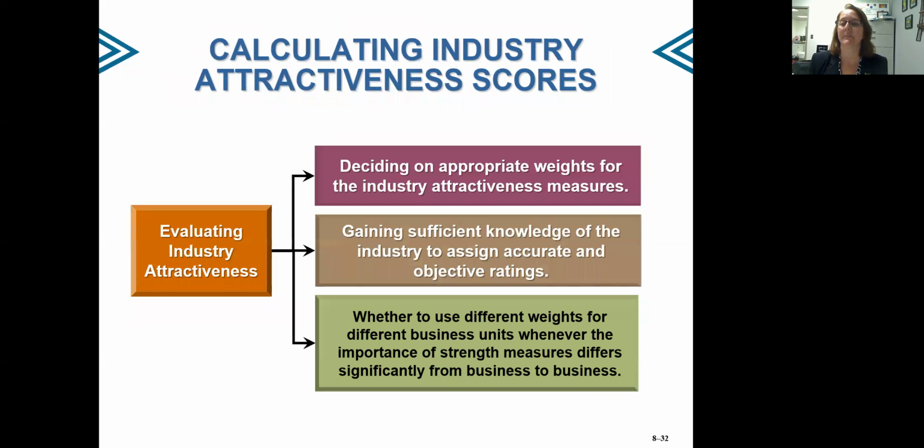Okay, two key questions. And then if you're going to evaluate the industry attractiveness, you need to decide on the appropriate weights for the industry attractiveness measures. You want to gain sufficient knowledge of the industry to assign accurate and objective ratings, and then decide whether to use different weights for different business units based on how significant they are in that industry from business to business.